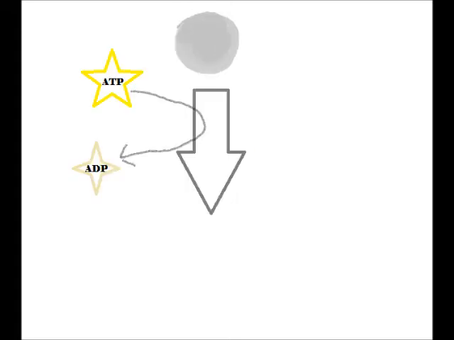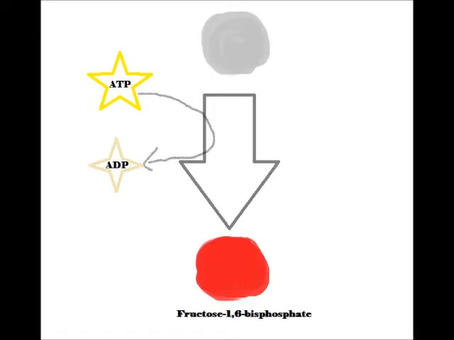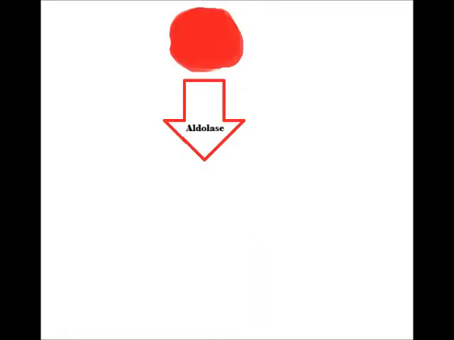So phosphofructokinase will take in an ATP, strip it of its phosphate group, and it'll bind with the fructose 6-phosphate to create fructose 1,6-bisphosphate. And this is where we get into the real sugar splitting part of glycolysis.